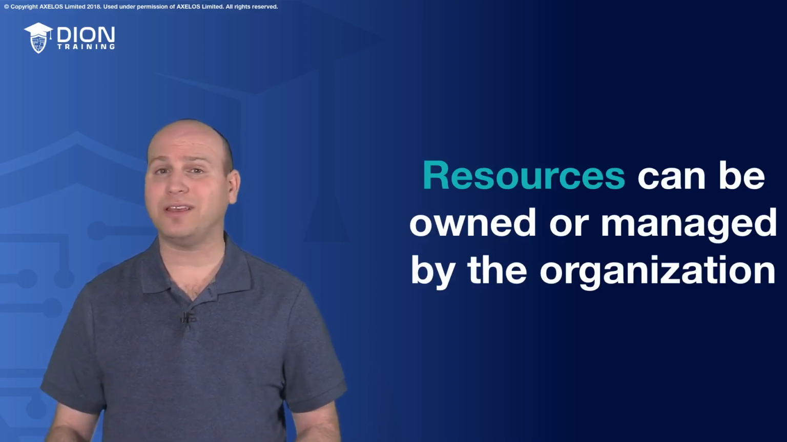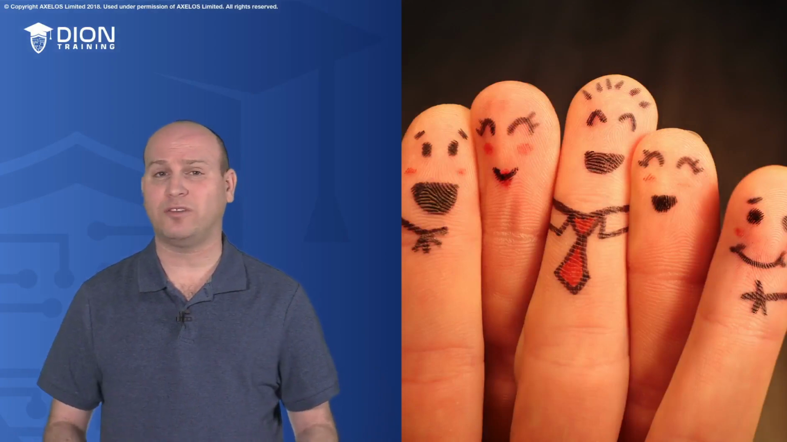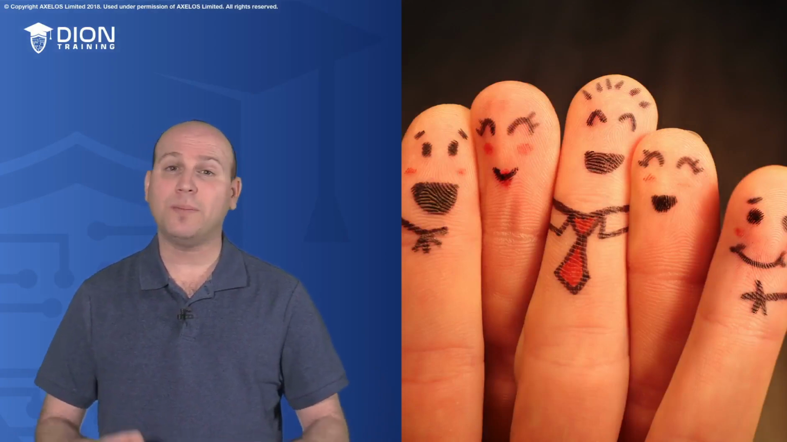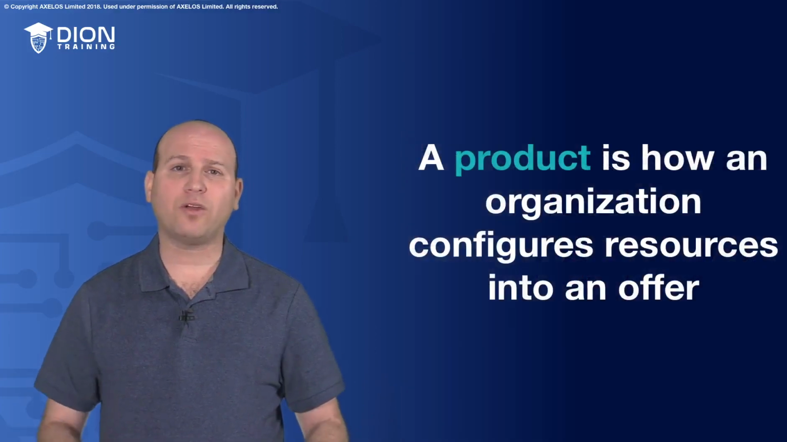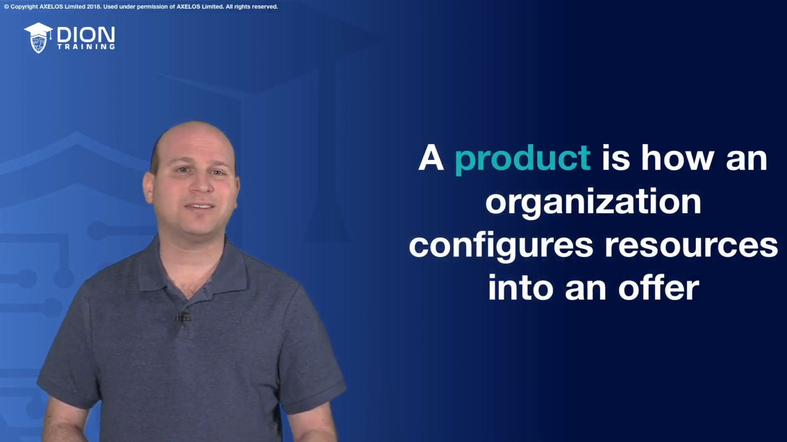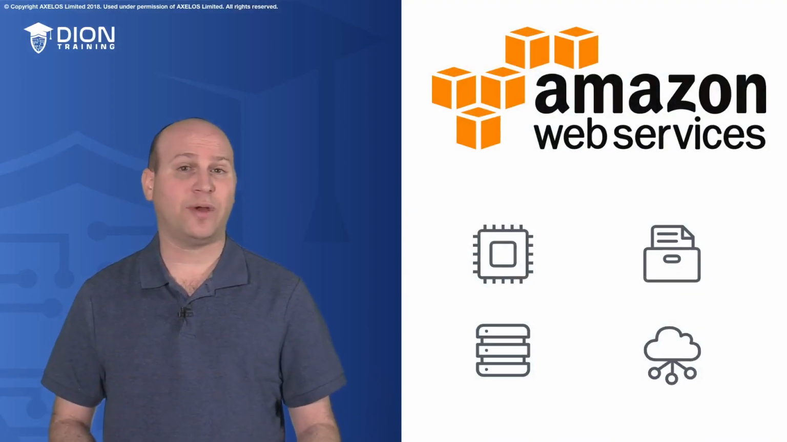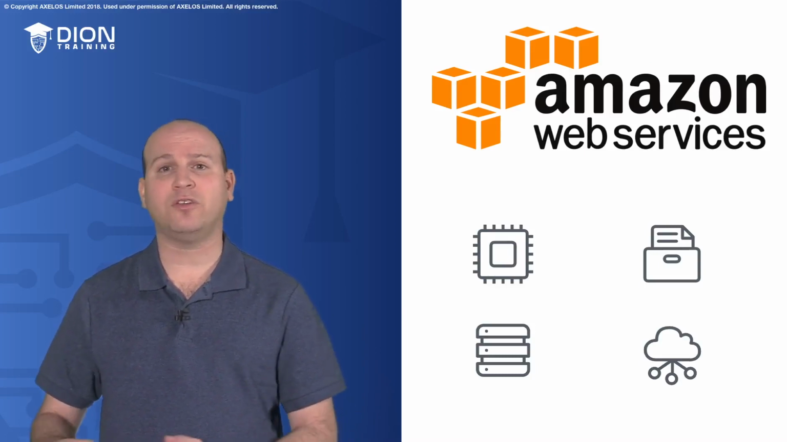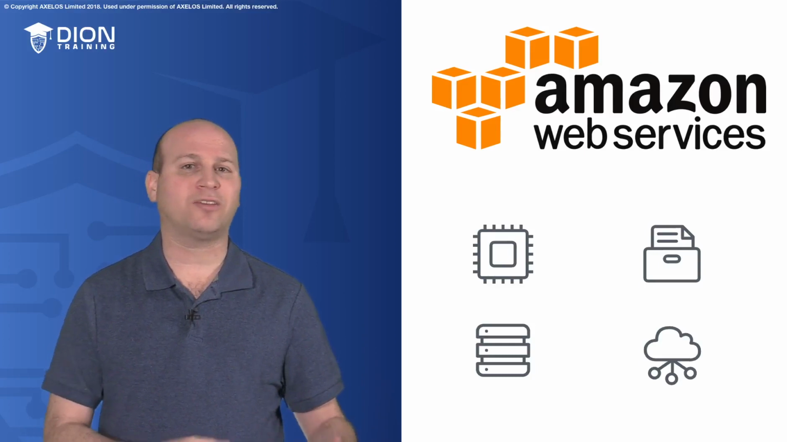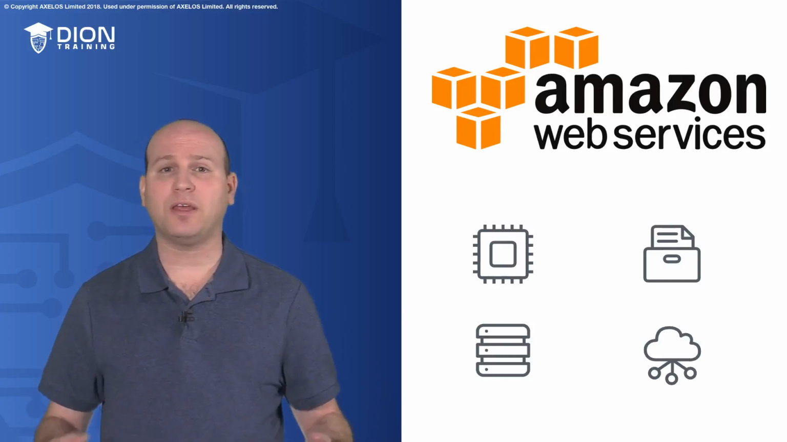These resources can be leased or rented. These resources could even be the people who work in an organization under a contractual agreement because these people are a resource to the organization too. Now, the way an organization configures all those resources into a set offering is the essence of a product. For example, Amazon Web Services, or AWS, has a lot of different service offerings, including server hosting under their EC2 brand, file storage under S3, domain name server systems under Route 53, and many others.